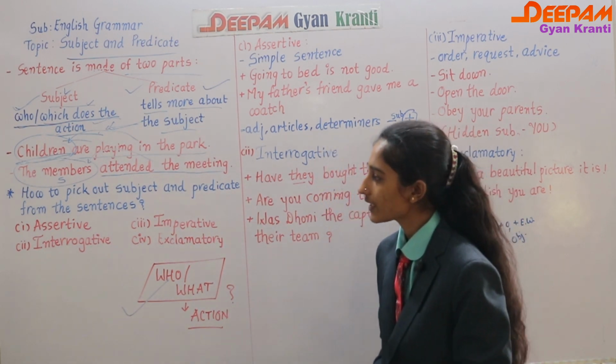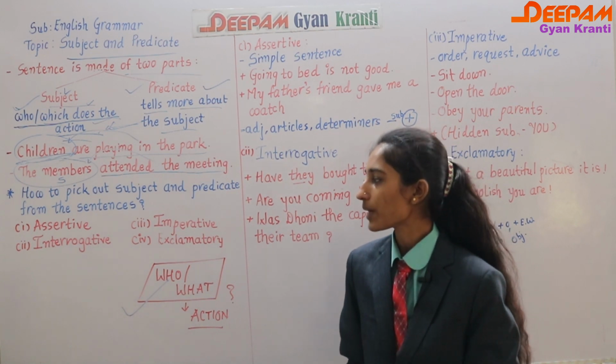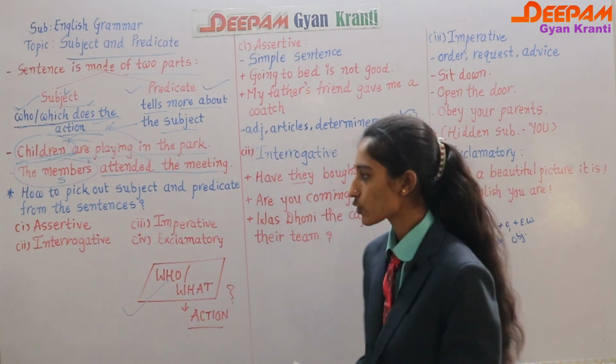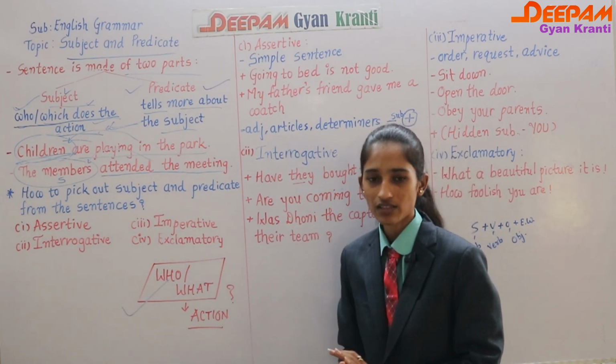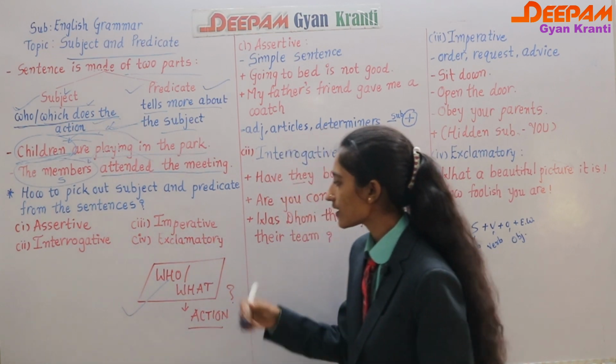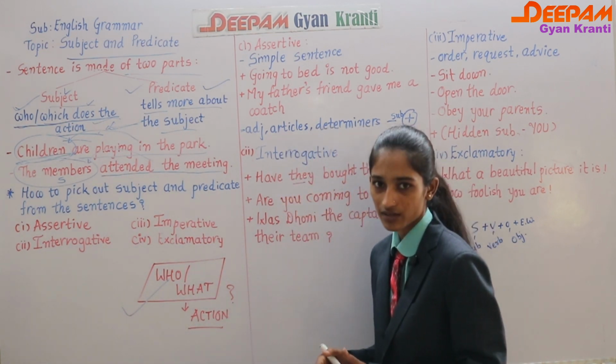Now the next point is how to pick out the subject and predicate from sentences. Here we are going to learn the first four types of sentences: assertive sentence, interrogative sentence, imperative sentence and exclamatory sentence.